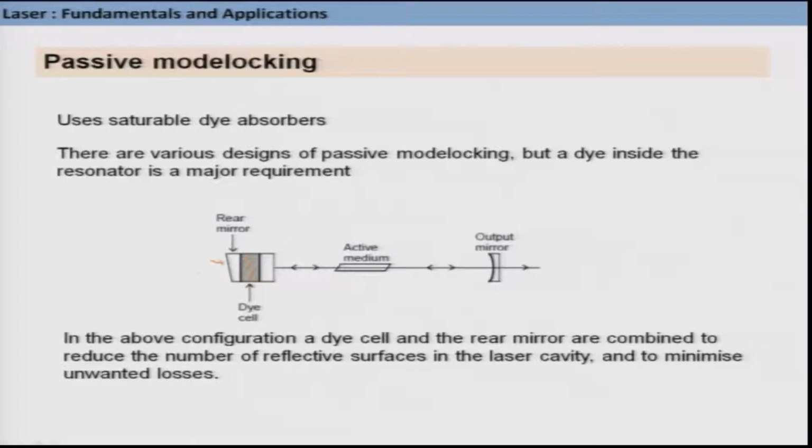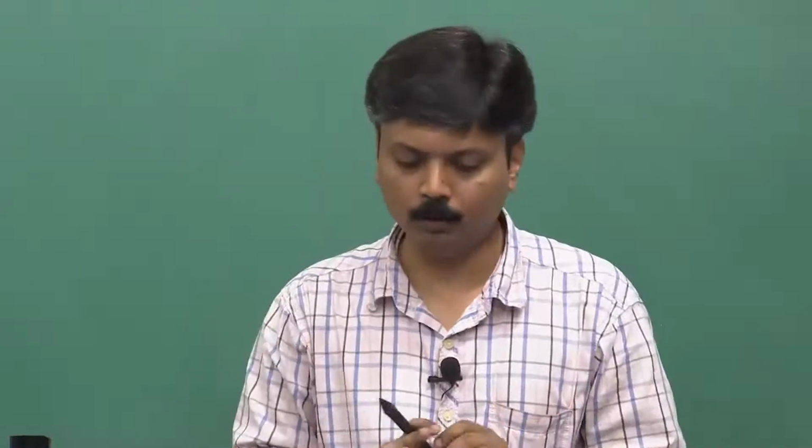this guy, they are combined to reduce the number of reflective surfaces in the laser cavity and to minimize the unwanted losses, right? Because if there are gaps and all, then there will be multiple reflections between the container surfaces and all these things. So we will have unwanted losses, which we really don't want. So they are almost coupled together.